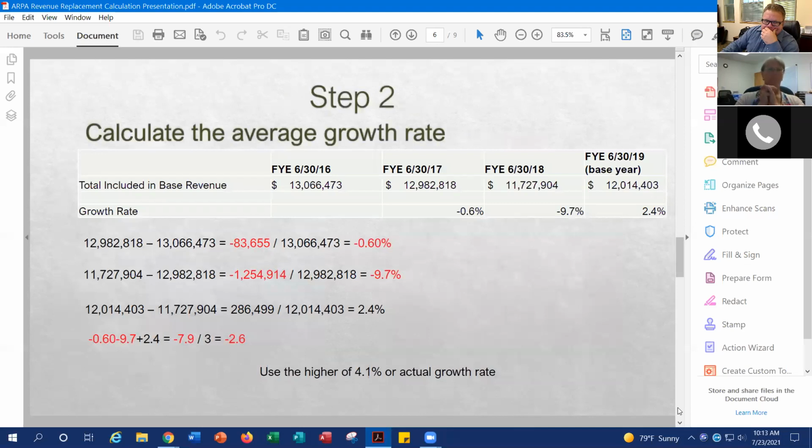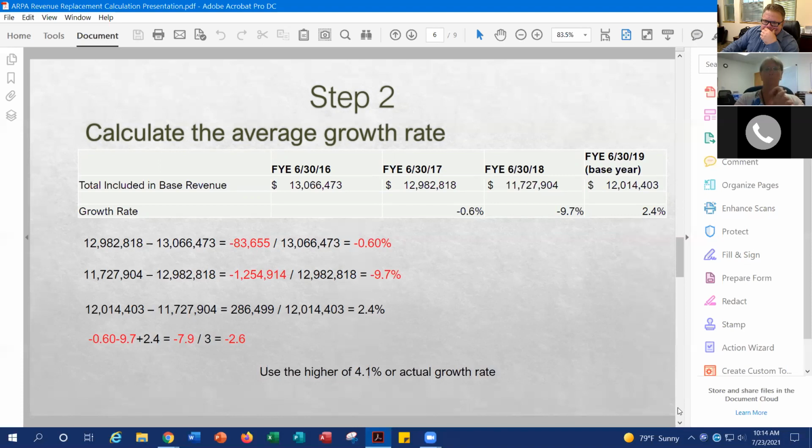So the second step is to calculate the average growth rate. So what you'll do is you will have your 4 years of revenue, your base year, and then your prior 3 full fiscal years that you are calculating your revenue growth. So in this particular example, in fiscal year ending June 30th, 2017, there was a 0.6% revenue loss. As of 2018, it was a 9.7% loss. And then in 2019, our base year, there was a 2.4% growth.